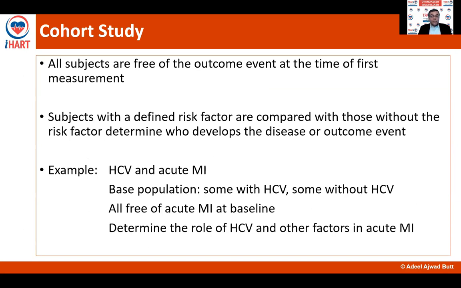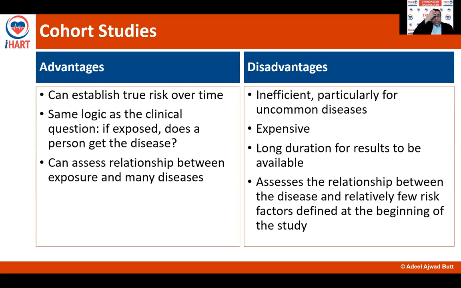Taking the same example of HCV and acute MI, a cohort study design would be a base population in which some people have hep C and some do not have hep C, but everyone is free of acute MI at baseline. And then you follow them up and determine the role of hep C and other factors in development of acute myocardial infarction. The advantage of this type of study is that it can establish true risk over time.